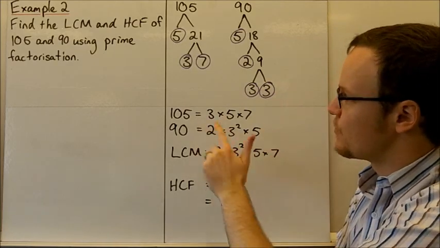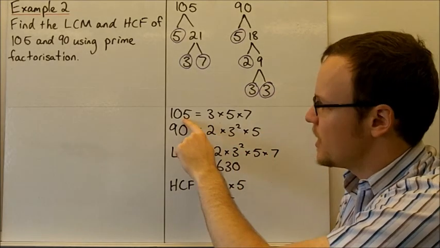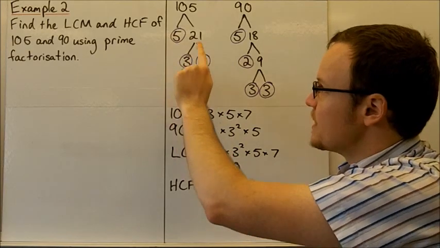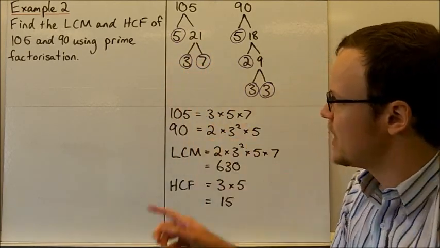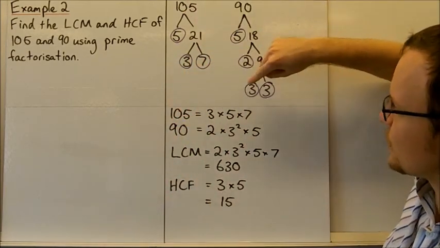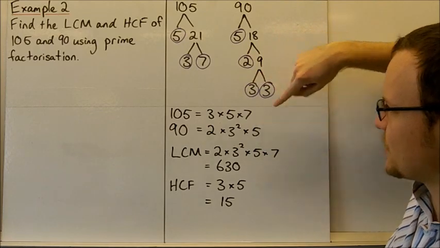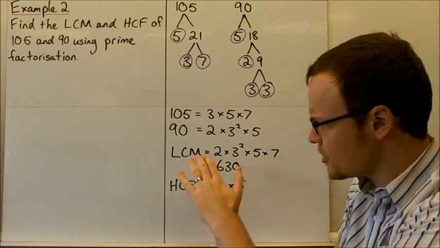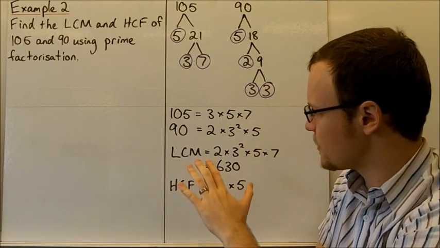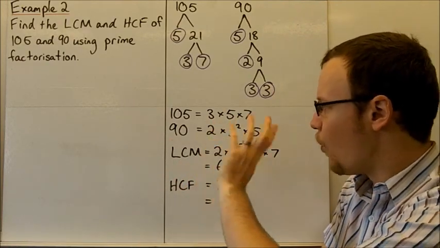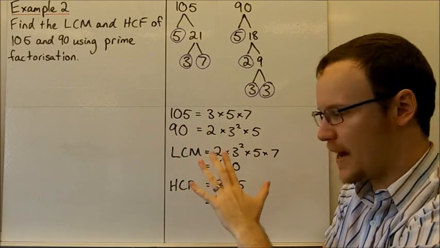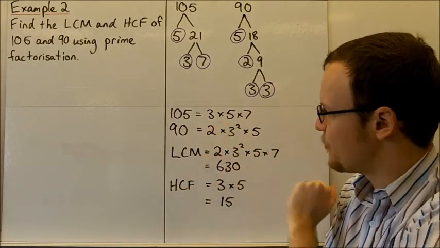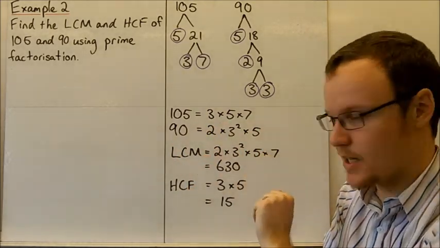So writing those out as a prime factorisation, 105 is equal to 3 times 5 times 7, and 90 is equal to 2 times 3 squared, because we've got 3 times 3, times 5. So the lowest common multiple, we're going to be looking for all of the prime factors up to their highest power.